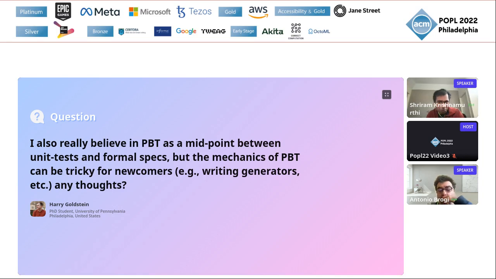And now you're pointing out that the mechanics can be tricky, and it's true. That's only if you want to write a really good generator. If you're happy with a crappy generator, it's actually a very good programming exercise to write a small generator, right? You show them a certain amount of randomness.